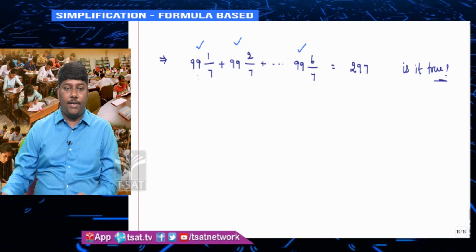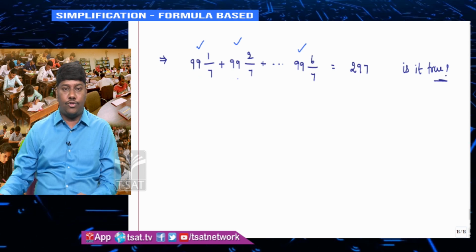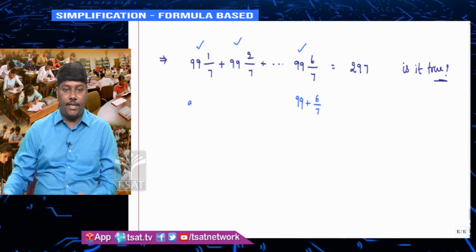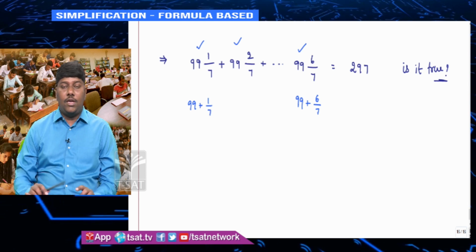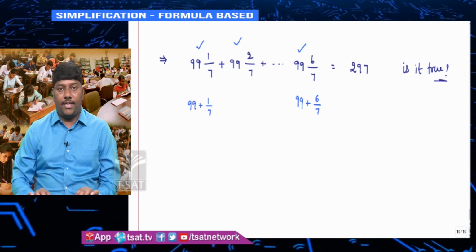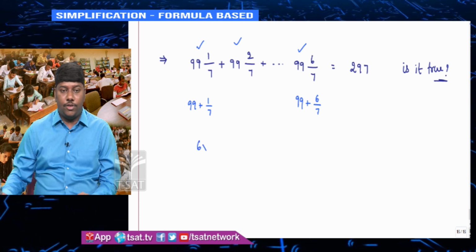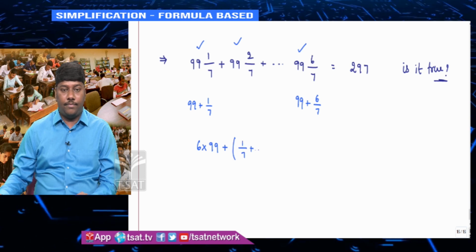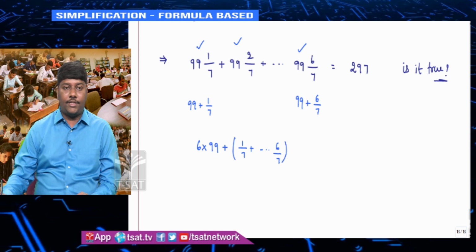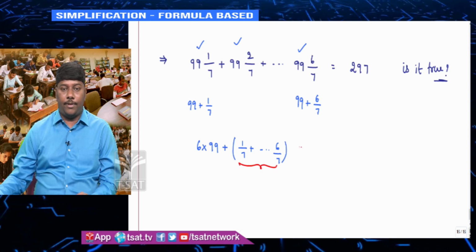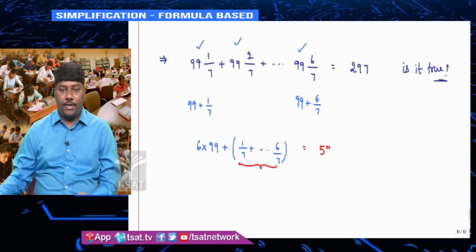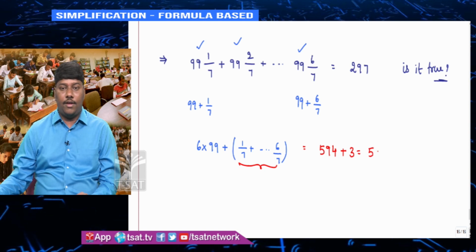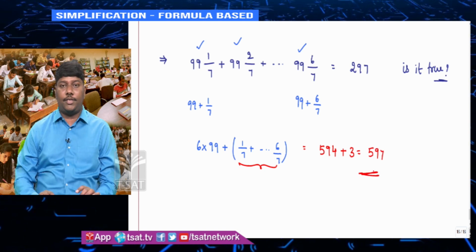So here each term can be written as 99 plus 1 by 7, 99 plus 2 by 7, 99 plus 6 by 7. Therefore, if you take out 99 out, there are 6 99s. Therefore, write down 6 into 99. Then after write 1 by 7 plus 2 by 7 and so on to 6 by 7. We know this fraction sum is 3 because it is 21 by 7. This is 594 plus 3. Answer is 597. This is how you have to simplify it.